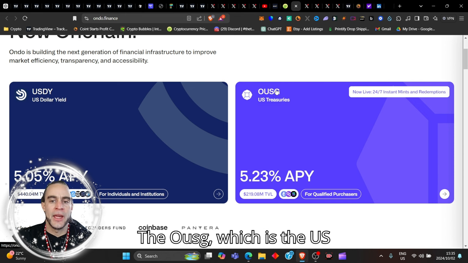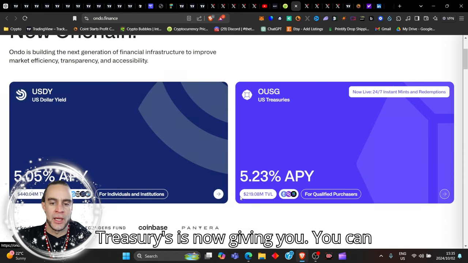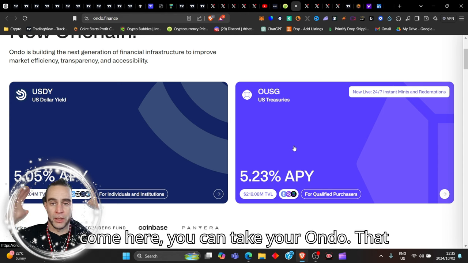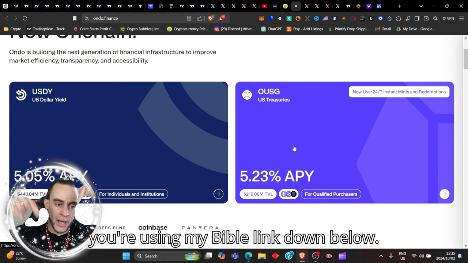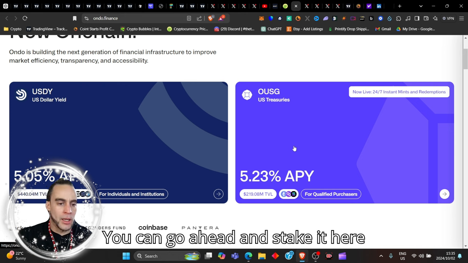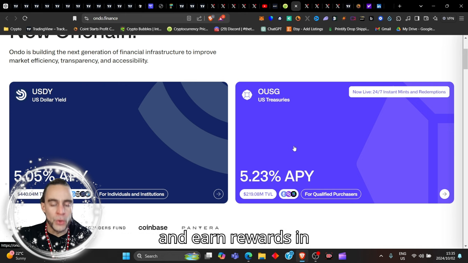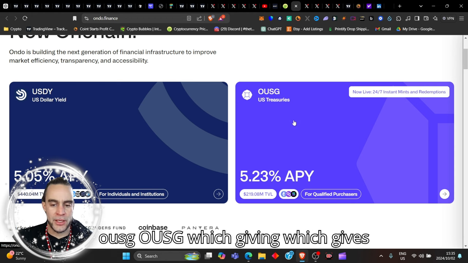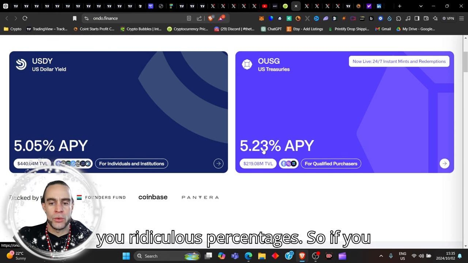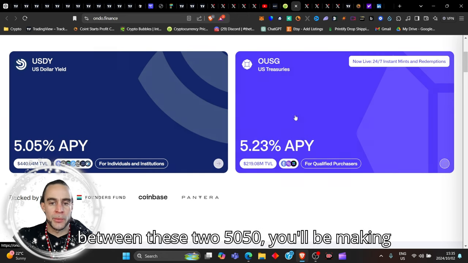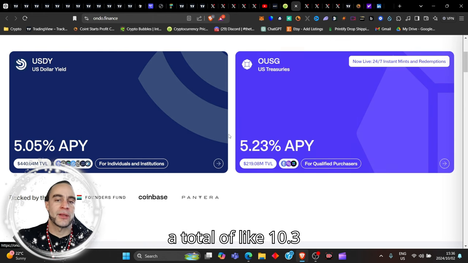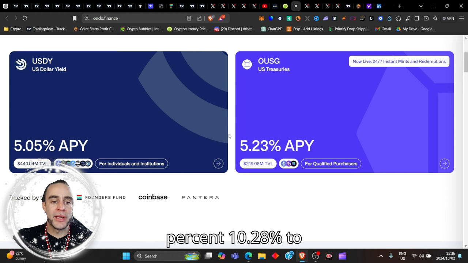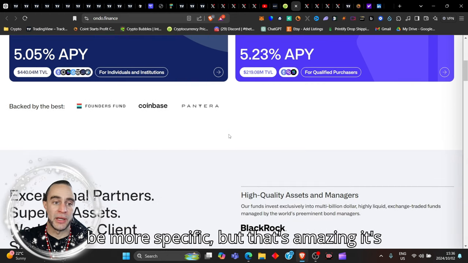The OUSG, which is the US Treasuries, is now giving you, you can take your Ondo, and you can go ahead and stake it here and earn rewards in USDY and OUSG, which gives you ridiculous percentages. So what if you took $100 and you split it between these two 50-50, you'll be making a total of like 10.28% to be more specific, but that's amazing.